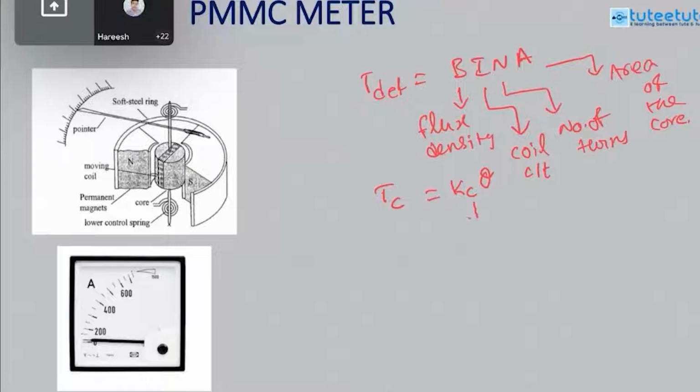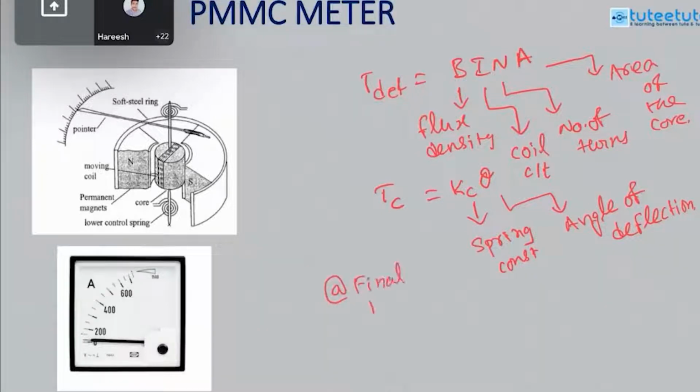Where Kc is the spring constant and theta is the angle of deflection. At the final position, TD is equal to TC, or you can write Kc theta equal to BINA. From this, the deflection theta is given as BINA by Kc.